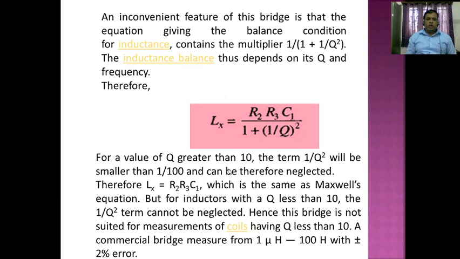For a value of q greater than 10, the term 1 by q square will be smaller than 1 by 100 and can therefore be neglected. Therefore Lx is equal to R2 R3 C1, the standard form for the inductance, which is the same as the Maxwell's bridge. For inductors with q less than 10, the 1 by q square term cannot be neglected. Hence this bridge is not suited for measurements of coils having quality factor q less than 10.